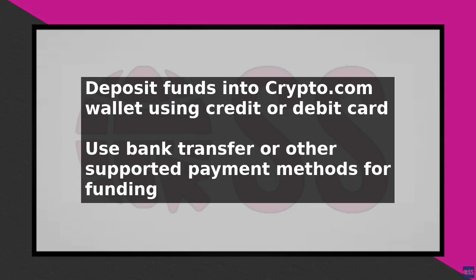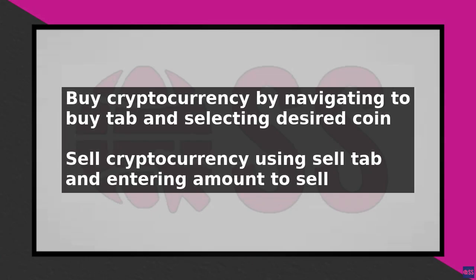To buy cryptocurrency, navigate to the Buy tab and select the cryptocurrency you want to purchase. Enter the amount you want to buy and confirm the transaction. The app will display the current market price and any applicable fees.